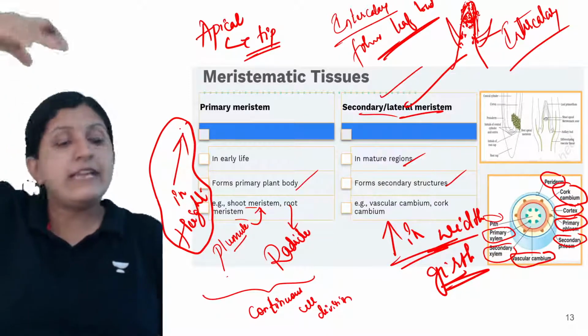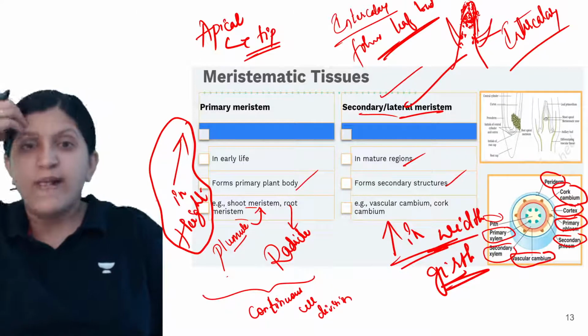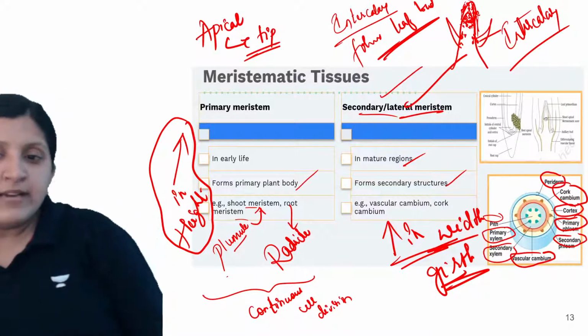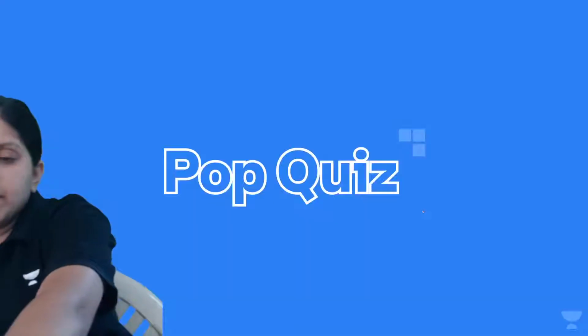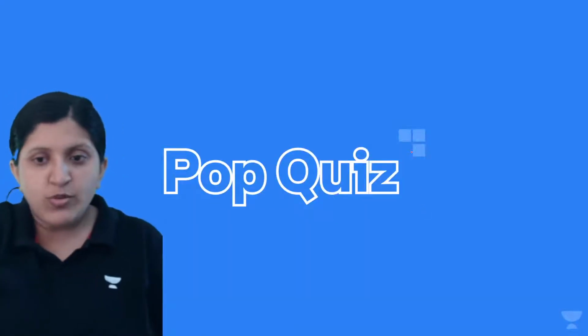So how exactly are the plants growing so tall? That is because of the apical meristem. For example, here vascular cambium and cork cambium are mentioned. So let's have a look at this.